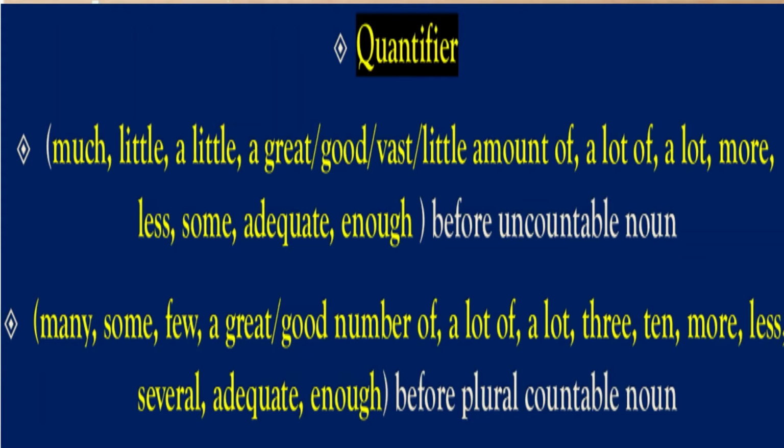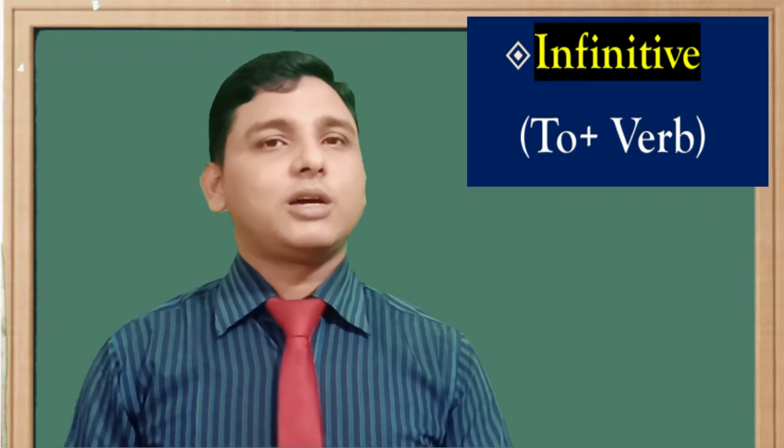Now see quantifier. There are lots of quantifiers. Before an uncountable noun, we put much, little, a little, the little, a lot of, amount of, this type of quantifier. On the other hand, there are some quantifiers which are put before a plural countable noun. Which are they? A few, the few, a good number of, more, less, several, adequate, enough, and these determiners we use before a plural countable noun.